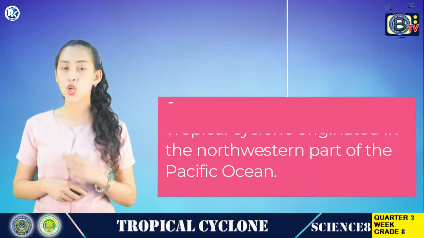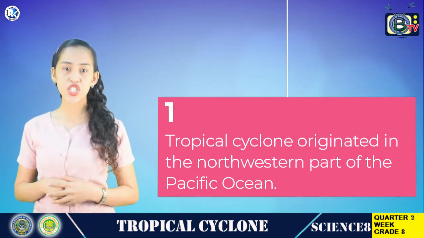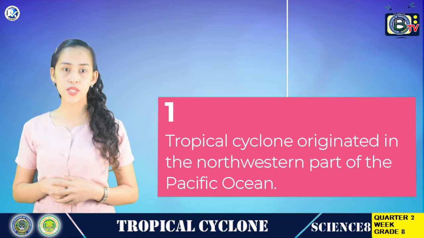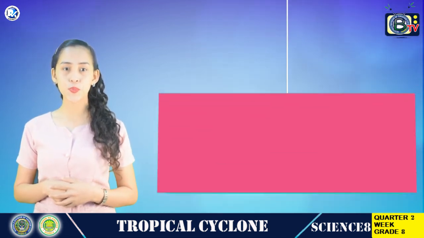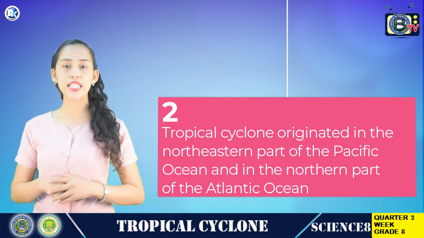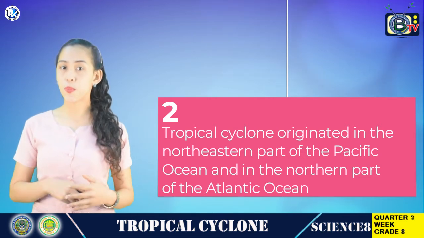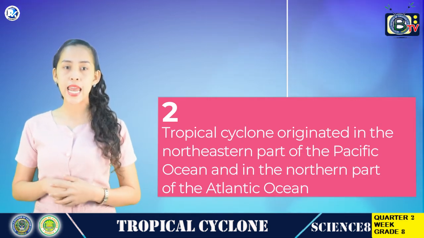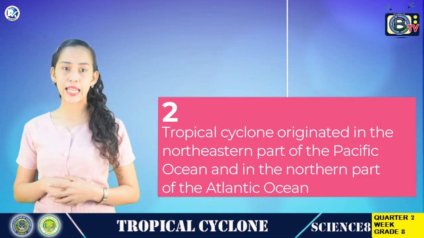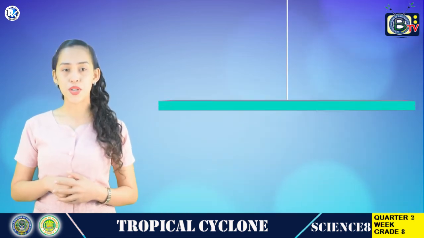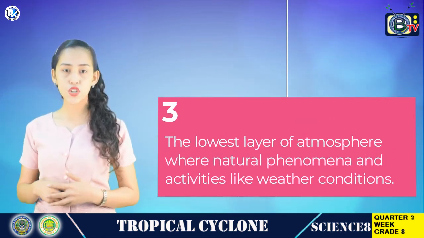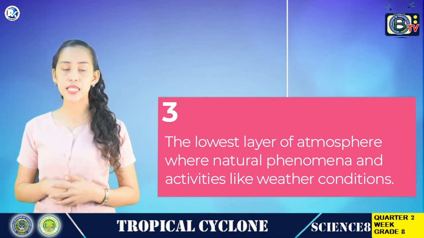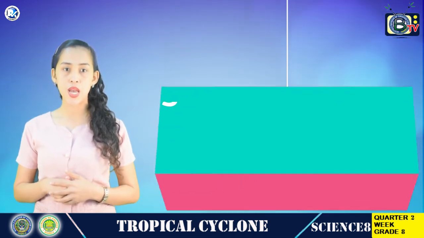Number 1. Tropical cyclone originated in the northwestern part of the Pacific Ocean. Number 2. Tropical cyclone originated in the northern part of the Atlantic Ocean. Number 3. The lowest layer of atmosphere where natural phenomena and activities like weather conditions occur.